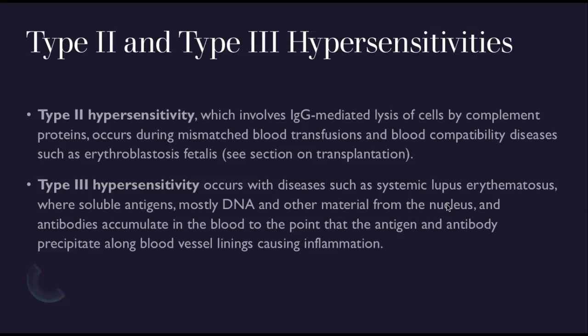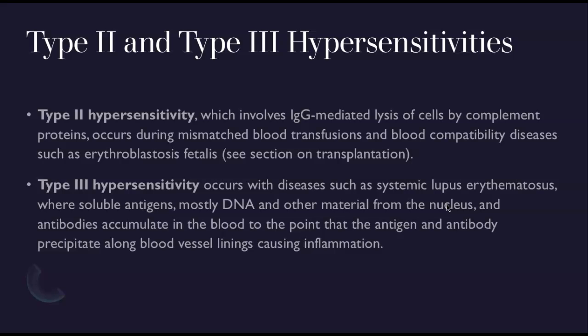The type 2 and the type 3 hypersensitivities, basically all that's different here. Type 2, instead of immunoglobulin E, it's immunoglobulin G, mediated lysis of cells by the complement proteins, and it occurs during mismatched blood transfusions and blood compatibility diseases such as erythroblastosis fetalis, which is basically when you read the section on transplants, basically if you're getting wrong amounts of blood, this is the type 2 hypersensitivity, which basically the blood will start to coagulate, obviously very painful and very deadly.